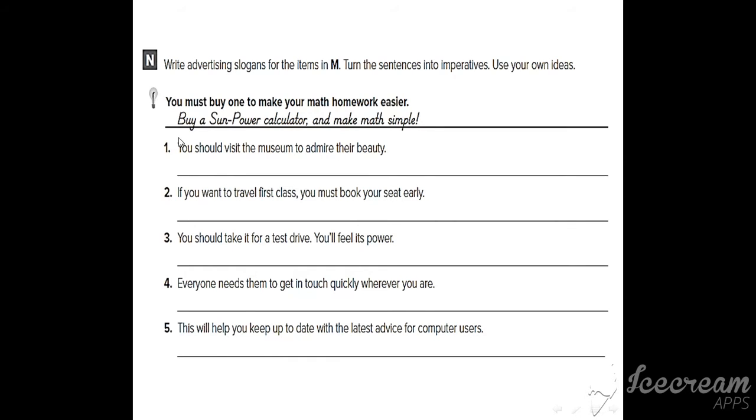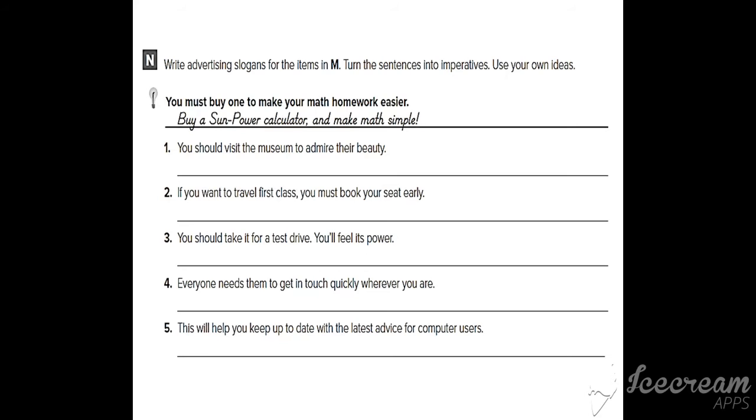For example, you must buy one to make your math homework easier. How? Buy a solar calculator. الآلة الحاسبة التي تعتمد على الطاقة الشمسية. And make math simple, right? Okay. According to this example, we will answer the other questions and sentences.